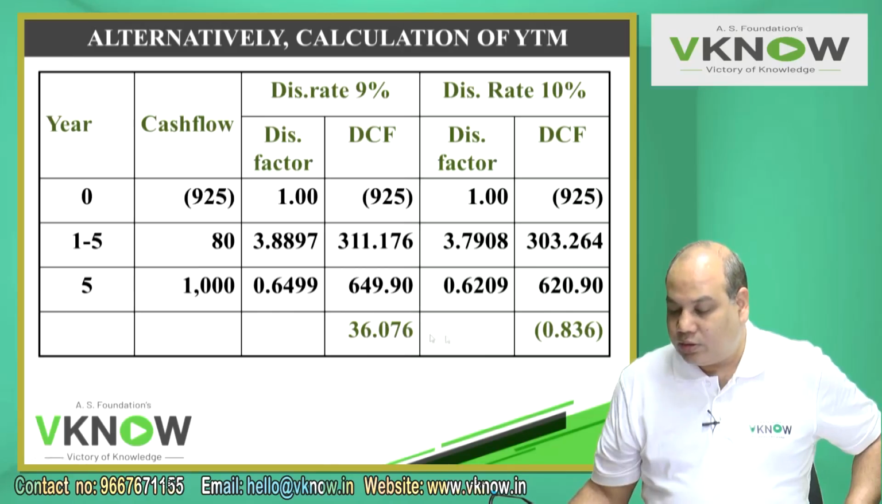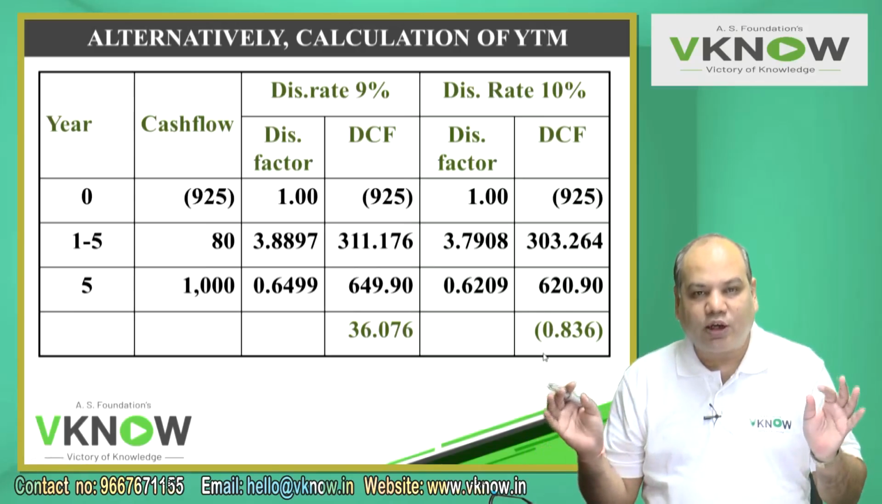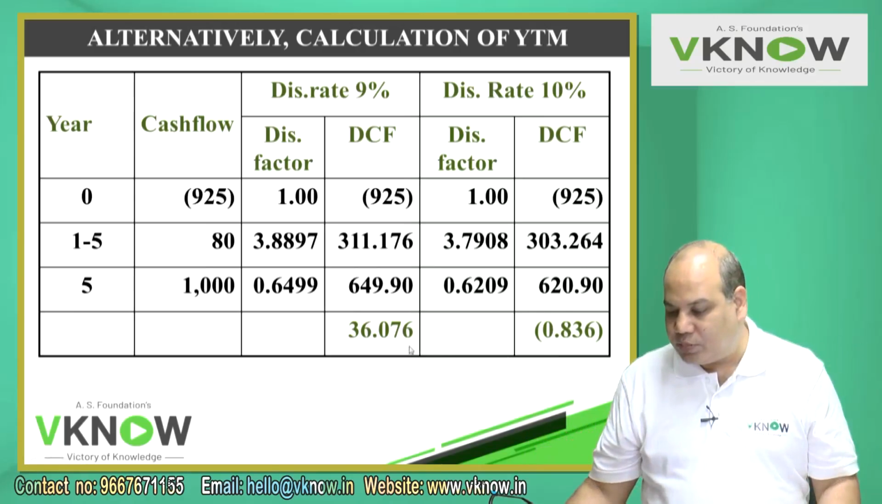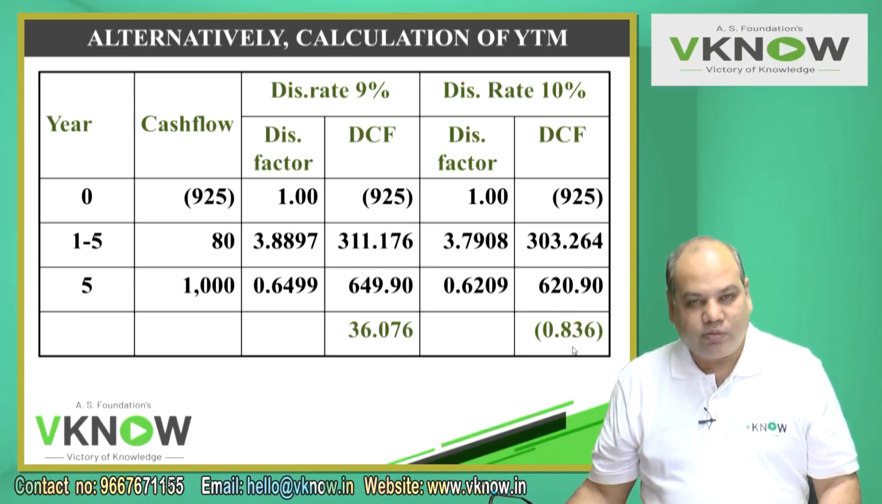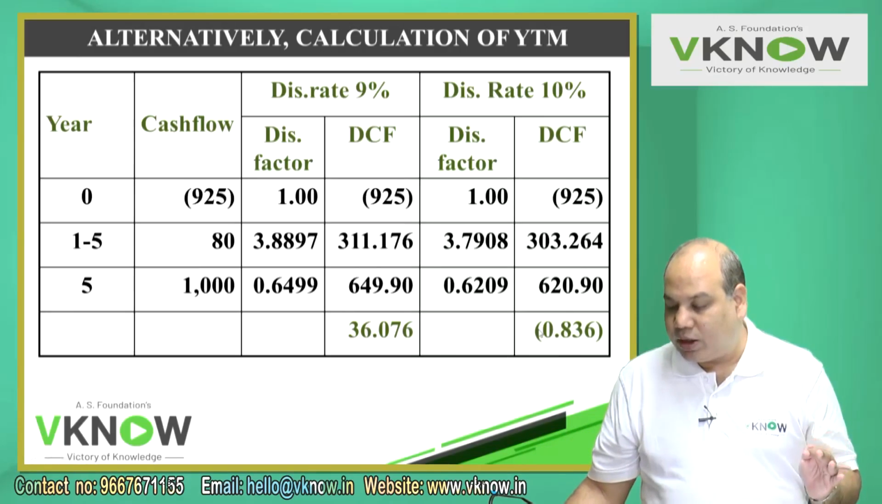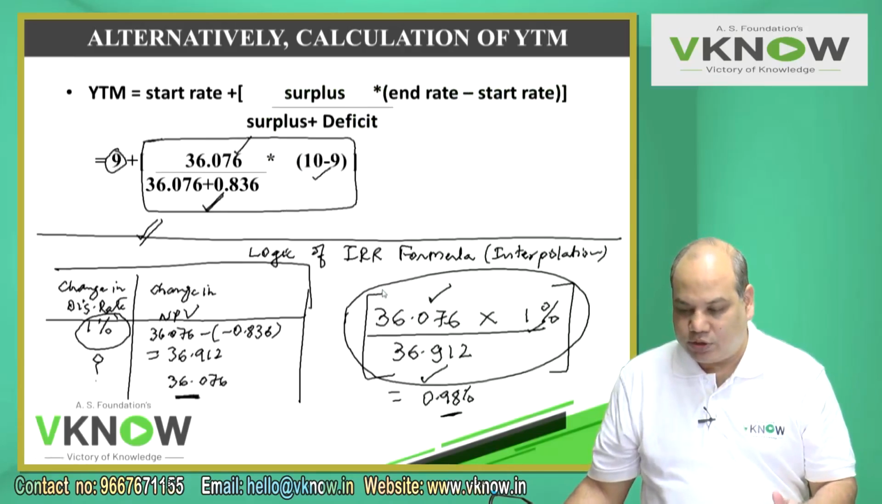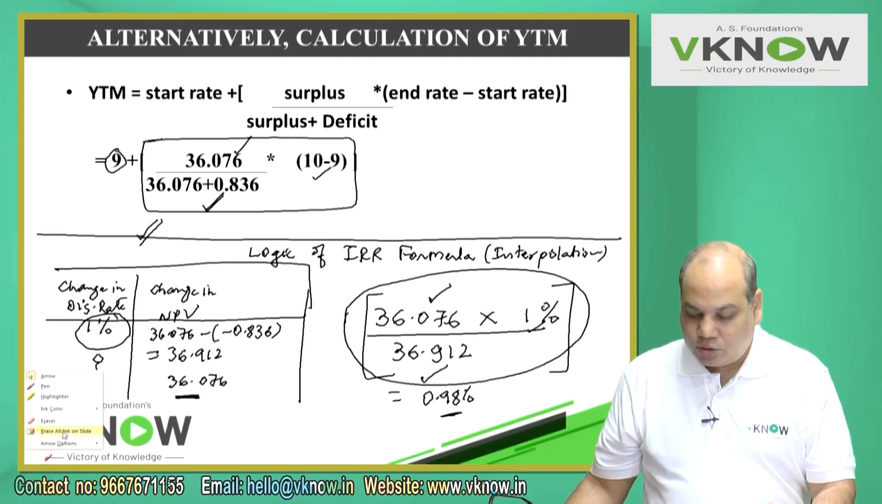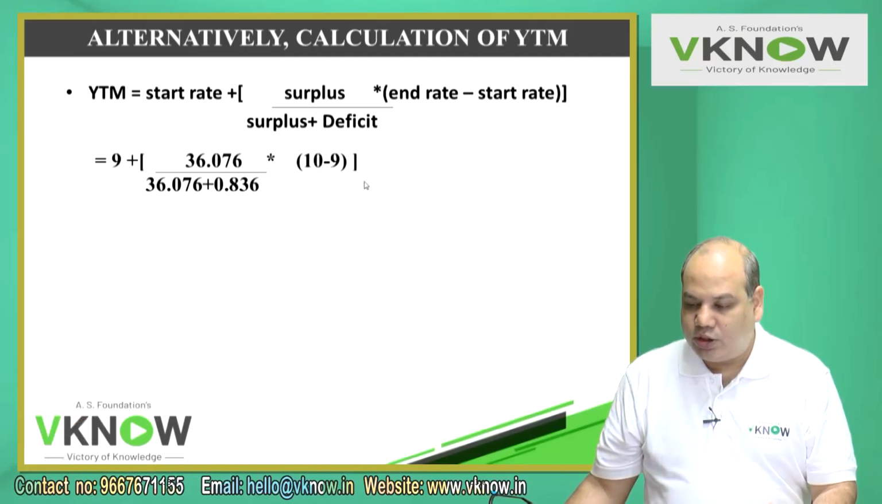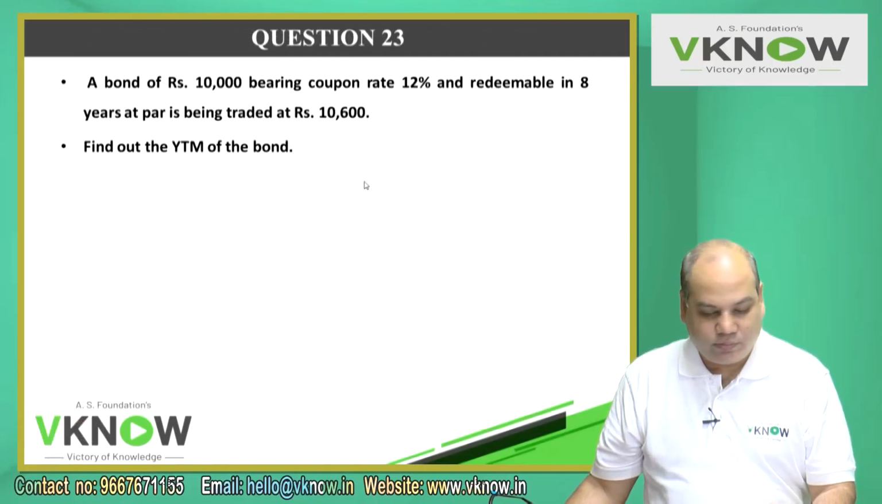Then you will take 36.076 minus this number in the denominator, because I have to calculate the difference between these two numbers. So if both are positive, the difference will be this minus this. If this is positive and this is negative, the difference will actually be this plus this, like we did in the given question. So I hope that helps.